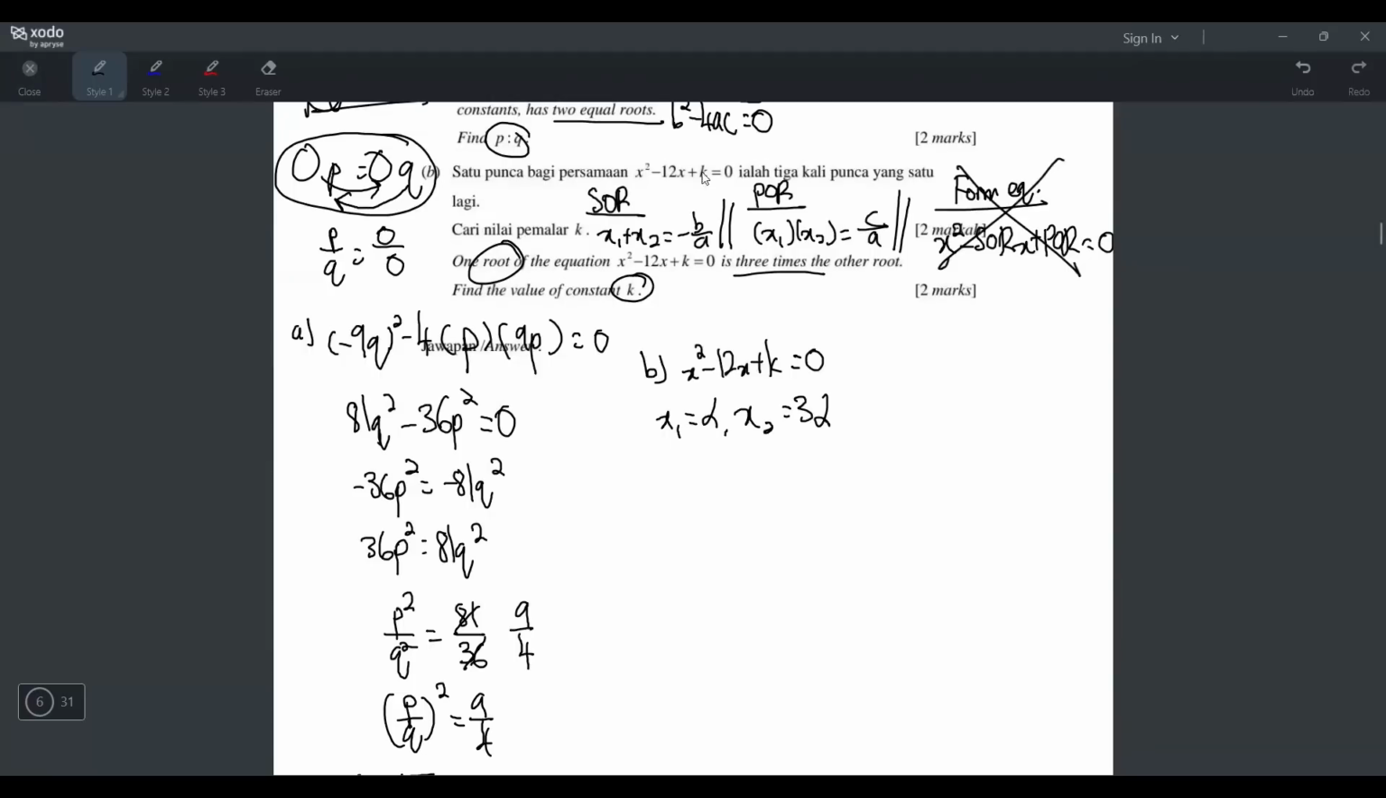And we don't need to form an equation, right? We just need to find K. So use this SOR and POR formula. Okay, the SOR formula is x1 plus x2 equals negative B over A. In this case, it would be alpha plus 3 alpha, x1 plus x2, right?